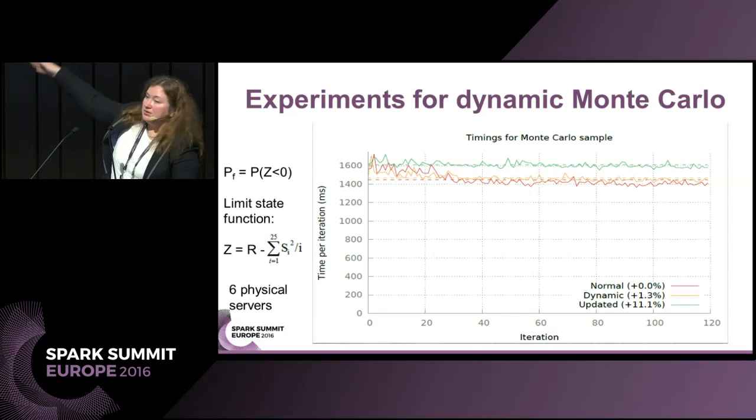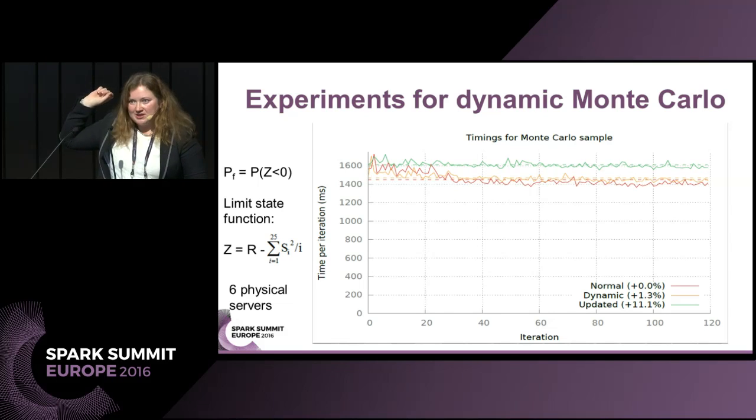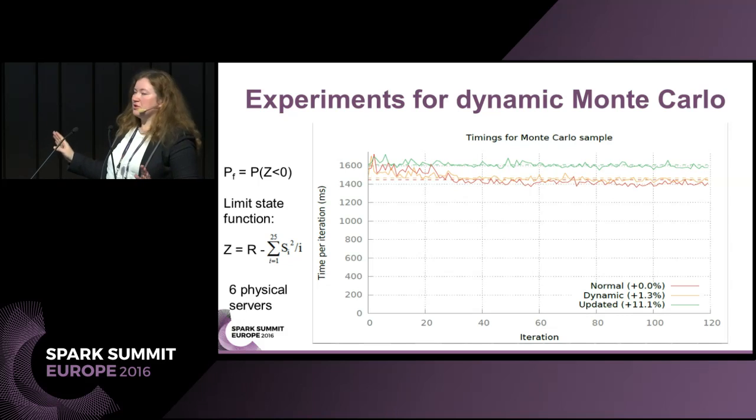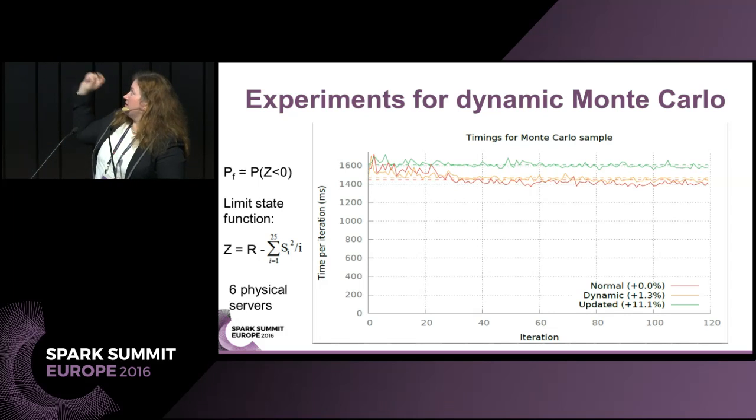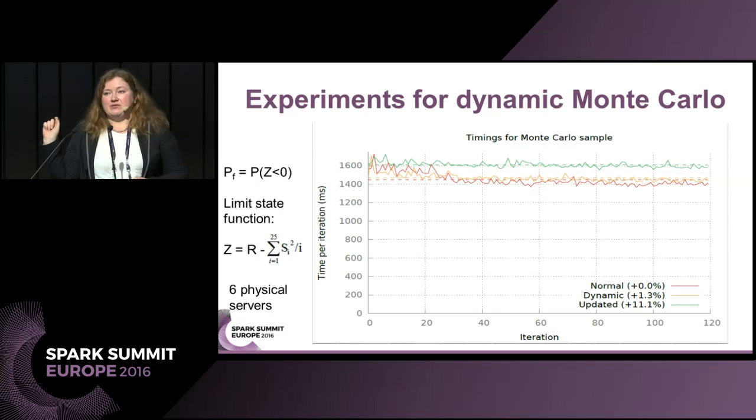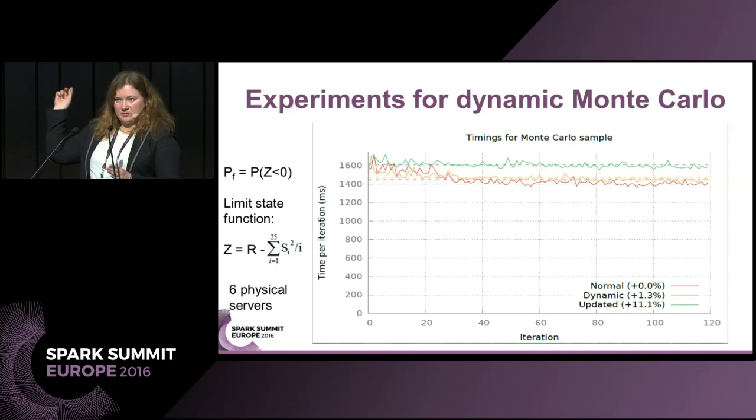So here you see 3 scenarios. The first, red, is the normal scenario, so Spark without any dynamics. So for us it's the baseline. Let's see what Spark would do without our functionality. So for us it's 0% overhead. Then we checked the second variant, orange, as a dynamic variant. So we have our functionality, our library and our implementation, added to the driver program, but we don't update. So what's the overhead? It's a little bit more than 1%, just for having a library without any updates.